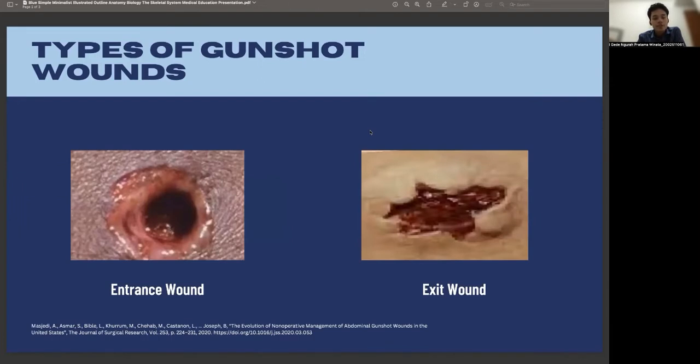Number one is entrance wound. Entrance wound is the wound that is produced when the bullet enters the body. Exit wound is produced by a bullet that penetrates through the body, completely or incompletely.